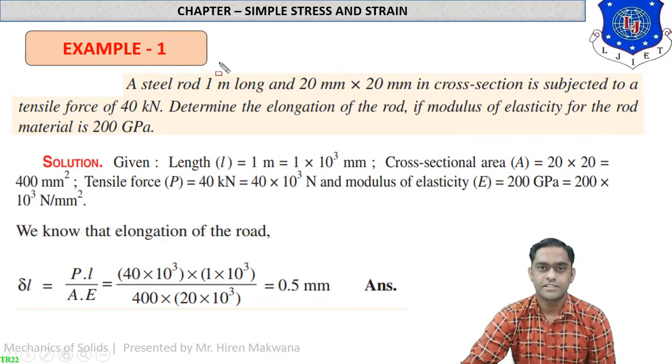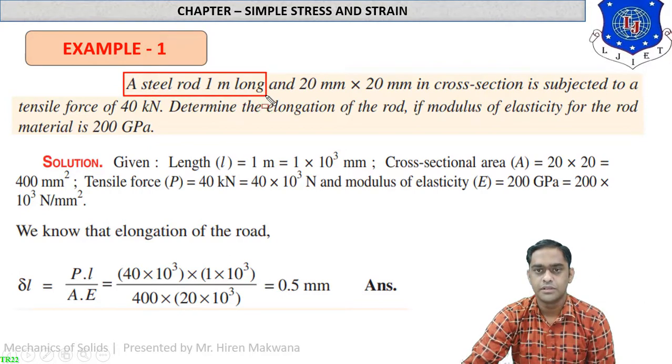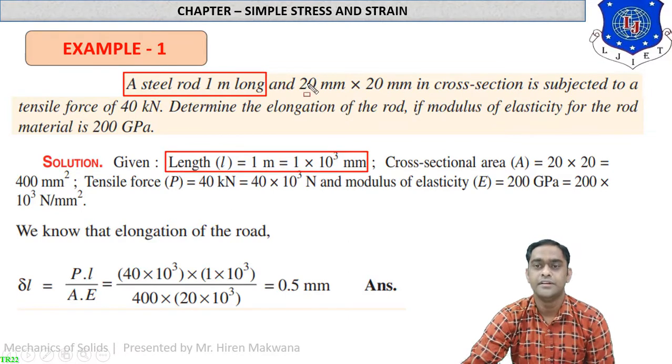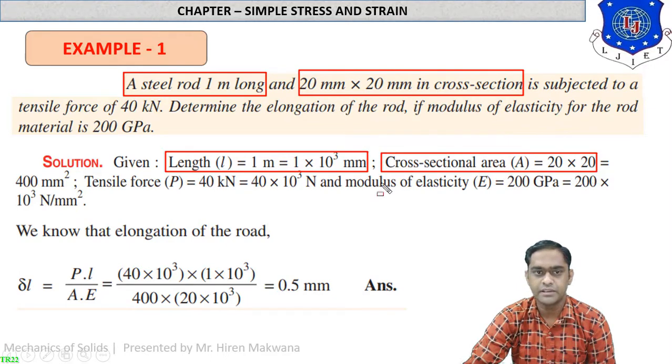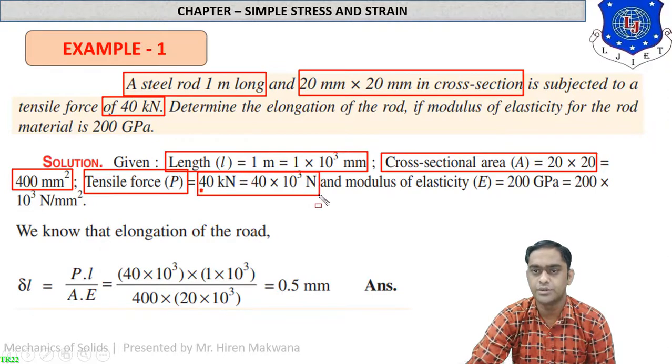So now let us start with example number 1. What is given in the data is that a steel rod 1 meter long. So concentrate on the data. Length L is equal to 1 meter, which means 1 into 10 raised to 3 mm. And 20 mm cross 20 mm in cross section. So cross-sectional area A is equal to 20 cross 20, which is 400 mm square. It is subjected to tensile force of 40 kilonewton. So tensile force P is equal to 40 kilonewton, means 40 into 10 raised to 3 Newton.